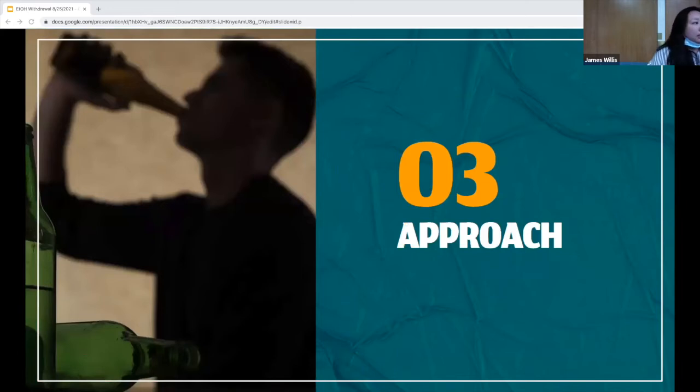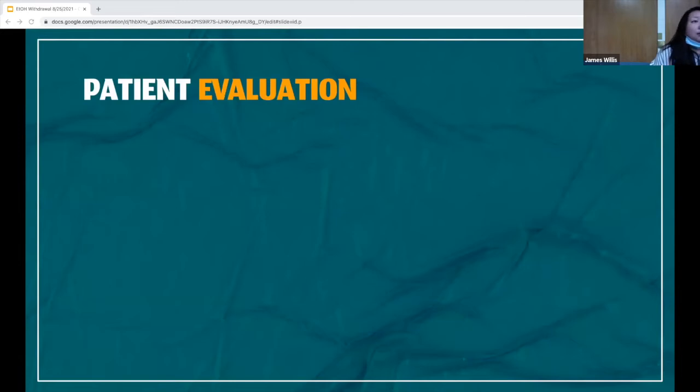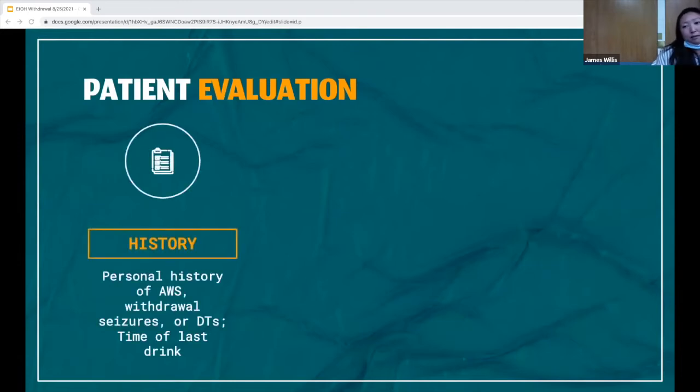So in the ED, you see a patient with alcohol use disorder and you're concerned that they're going into withdrawal. First, you want to get your history, of course, establish a timeline from their last drink. You want to characterize their own personal history of withdrawal, if they've had seizures before, if they've gone into DTs, because this might help you risk stratify some of your patients.